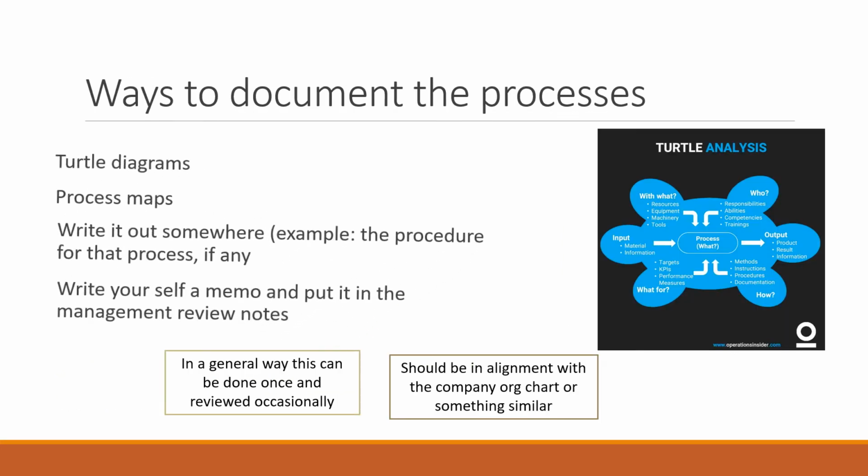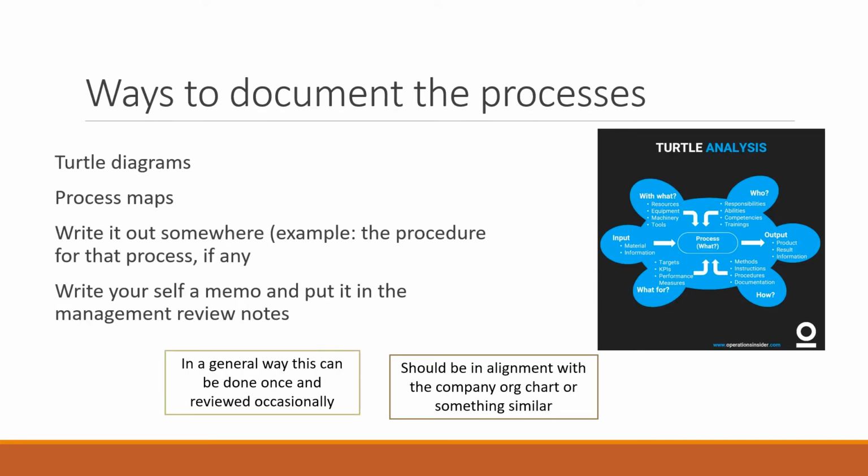Now, there are plenty of ways to do this. One is turtle diagrams. And if you want to look on other resources to find out what a turtle diagram is and why it's good, you can go ahead and do that. But there's some others. You can have a process map. You can write it out verbally somewhere, the procedure for that process, the sequence of it and what the interactions of it are. You can write yourself a memo and put it in the management review notes. In a general way, this can be done once and reviewed occasionally.